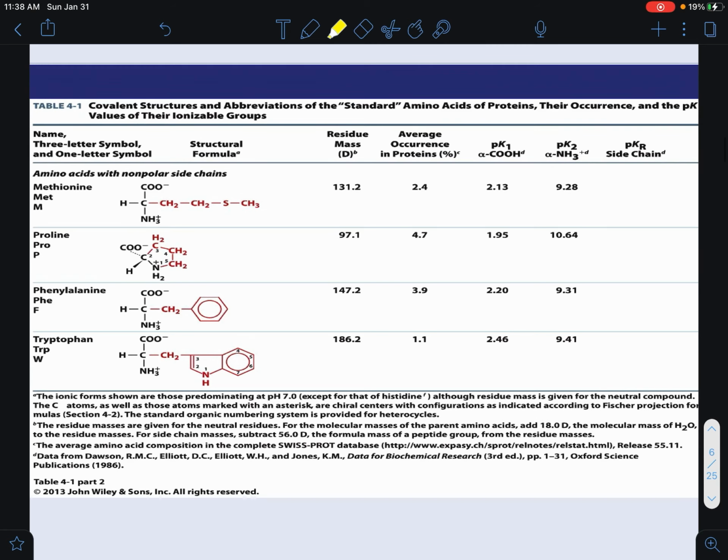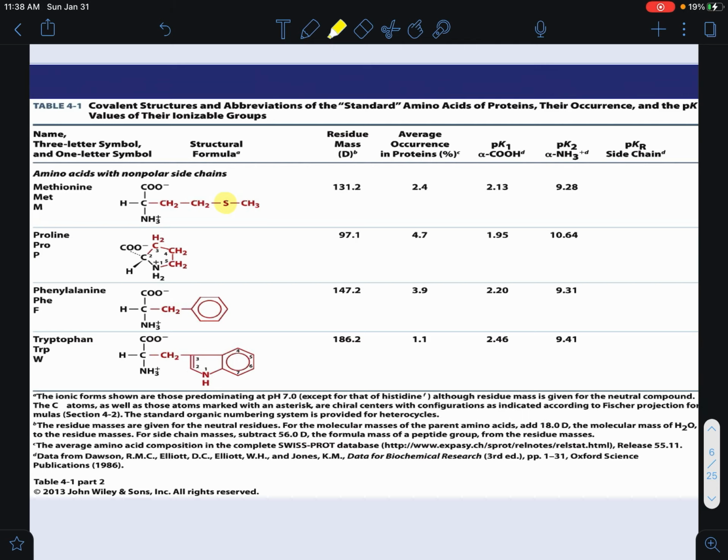So looking at some more with the nonpolar side chains, you have methionine. What's interesting about this one is that it has a sulfur moiety within its chain. Proline, it's interesting. It's like a pentagon ring that comes back on itself.